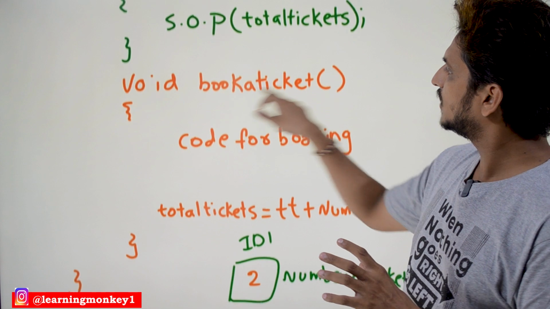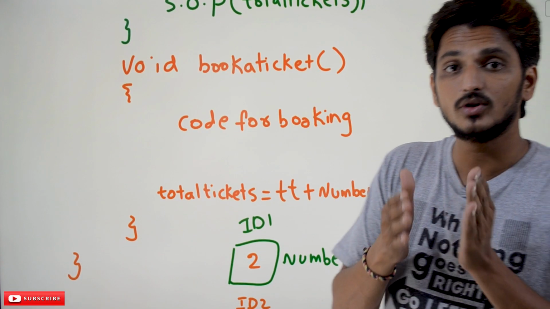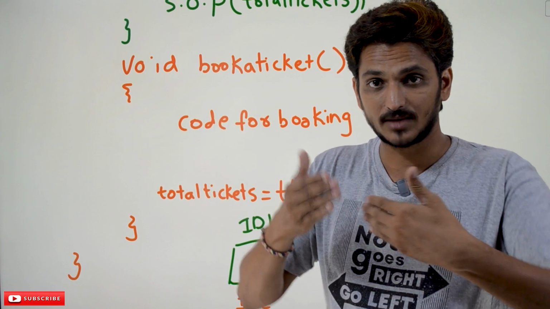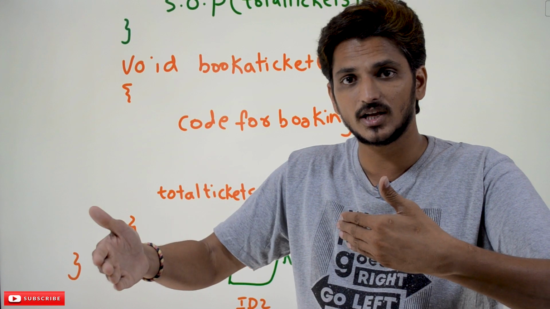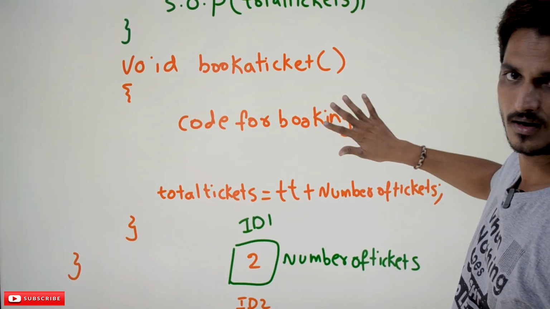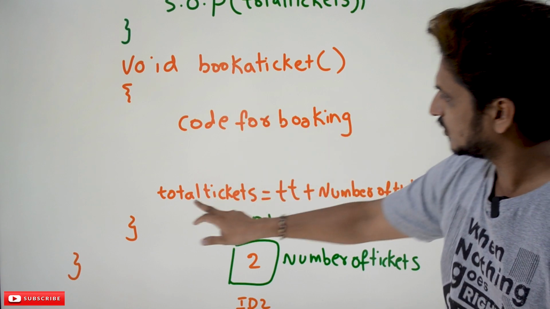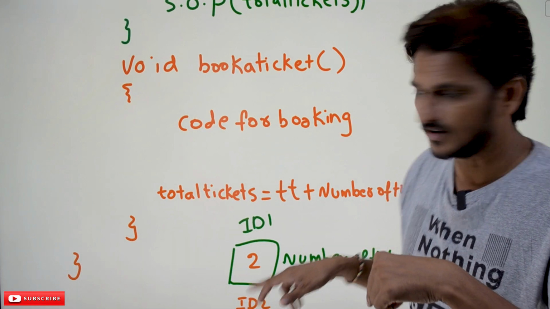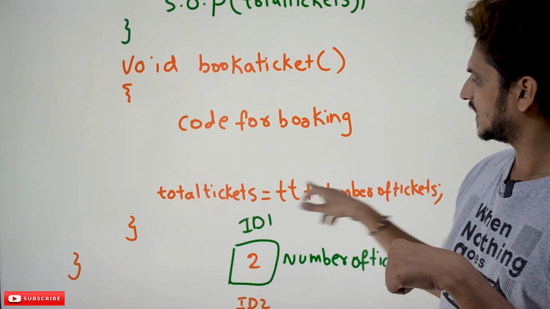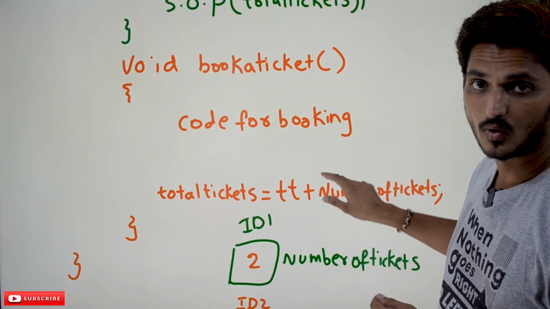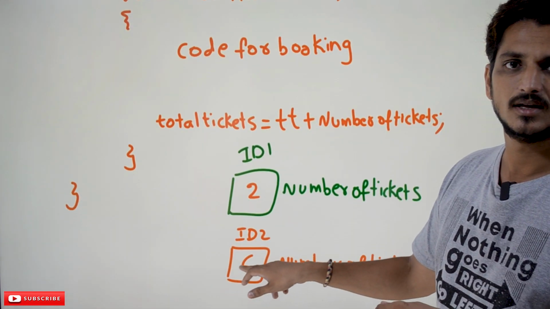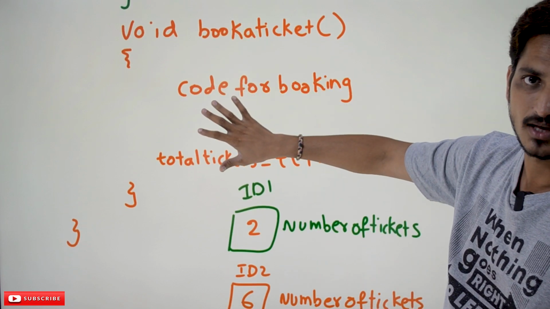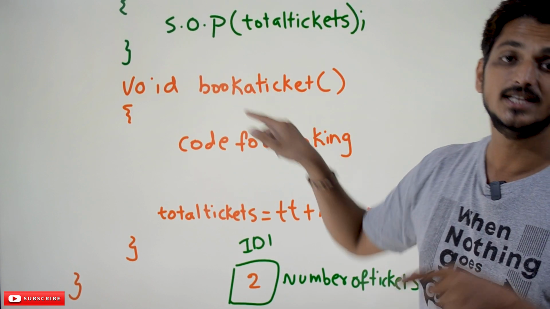Now coming to bookATicket. Each login is going to take its own individual steps. There are so many steps to book a ticket. That logic should be written here. And after completion of booking, totalTickets is equal to totalTickets plus numberOfTickets. For ID 1, what is the number of tickets? 2. totalTickets plus 2. For ID 2, what is the number of tickets? 6. That's why instance variables. This method is going to use instance variables. That's why this method is written as an instance method.